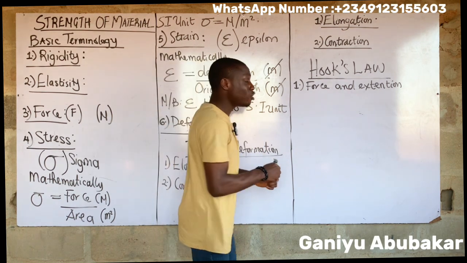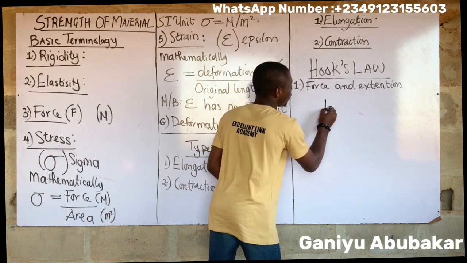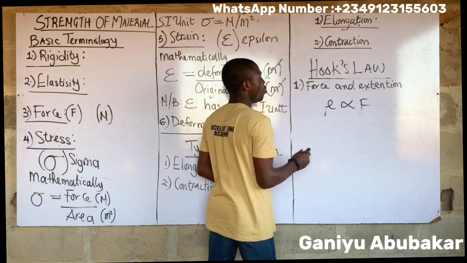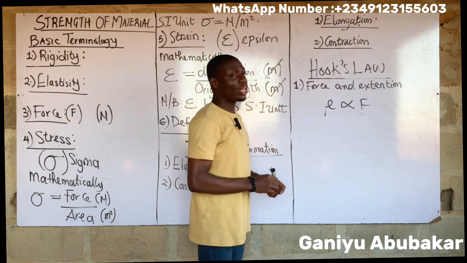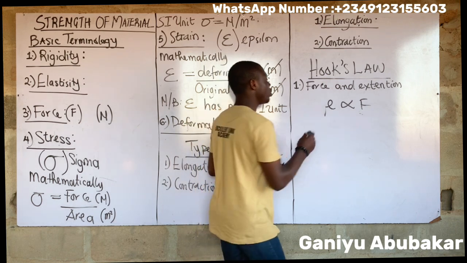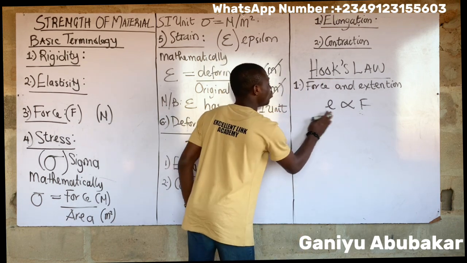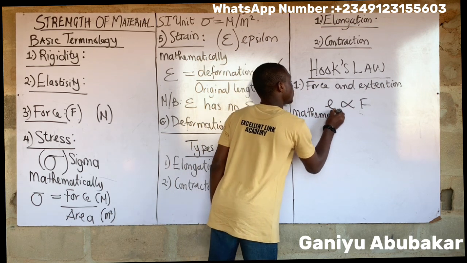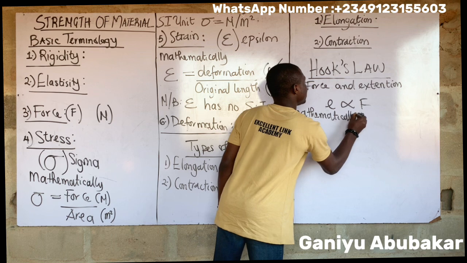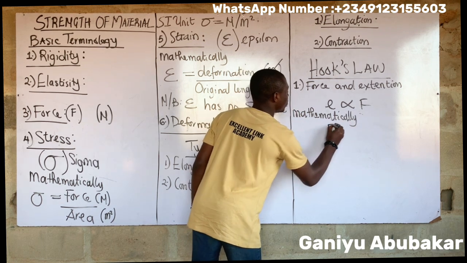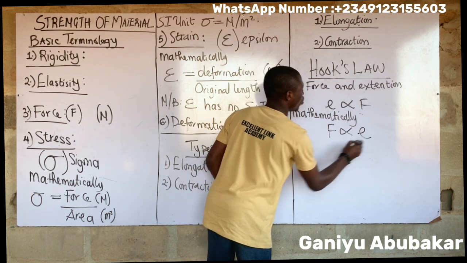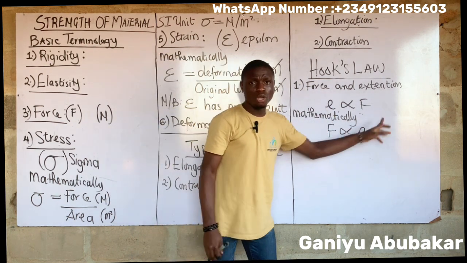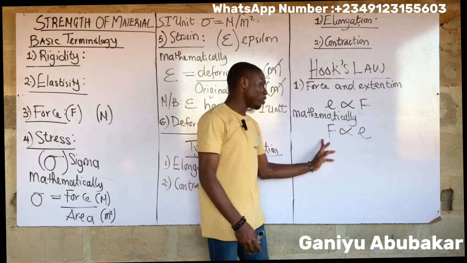So I'm meant to be having E that is proportional to what? To F. But this is not correct in this pattern. But the mathematical approach, mathematically, I'm saying that force now is proportional to what? Extension. From my definition, extension was the proportion of force, but mathematically, force is the proportion of extension.